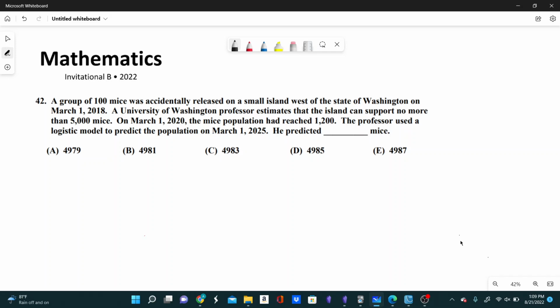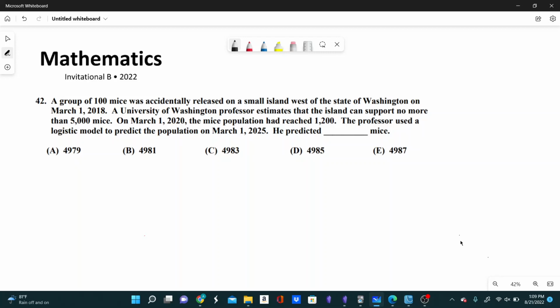Number 42. A group of 100 mice was accidentally released on a small island west of the state of Washington on March 1st, 2018. A University of Washington professor estimates that the island can support no more than 5,000 mice. On March 1st, 2020, the mice population had reached 1,200. The professor used a logistic model to predict the population on March 1st, 2025. He predicted this many mice.